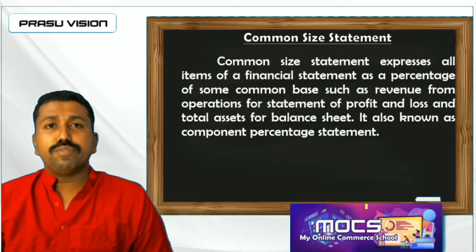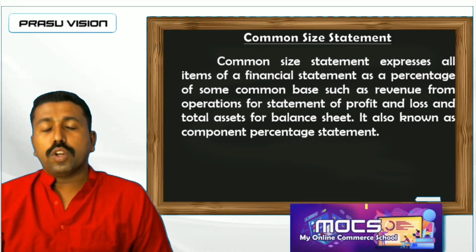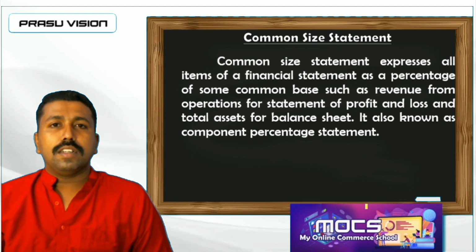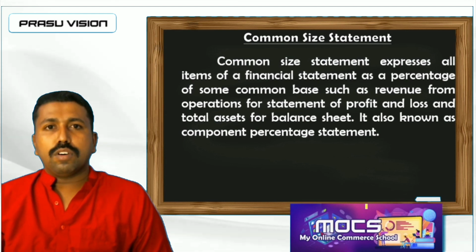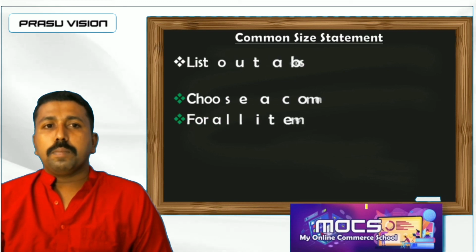It is a form of vertical analysis. Actually, a comparative statement is a form of horizontal analysis. A common size statement is prepared as a form of analysis that is vertical in nature, and we are calculating the percentage change only.